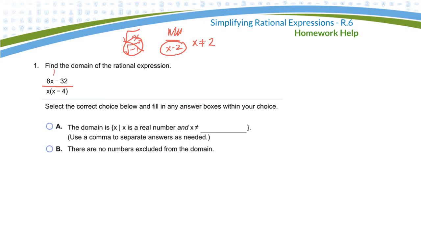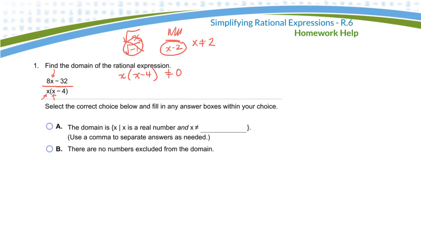Anyway, if they ask for the domain, they're really saying what numbers are allowed to be in for x. On the top here, you can plug any number in there you want. Doesn't matter. But on the bottom, you can't plug in a number that would make the resultant expression equal to 0. So I would do something like this.